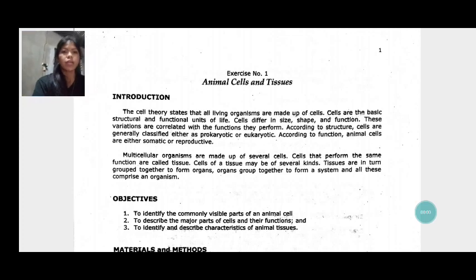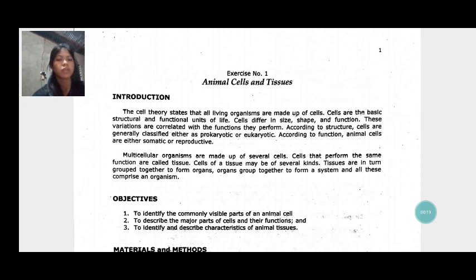Good day, sir. Today, I will tackle Exercise Number 1, entitled Animal Cells and Tissue. Introduction. The cell theory states that all living organisms are made up of cells.